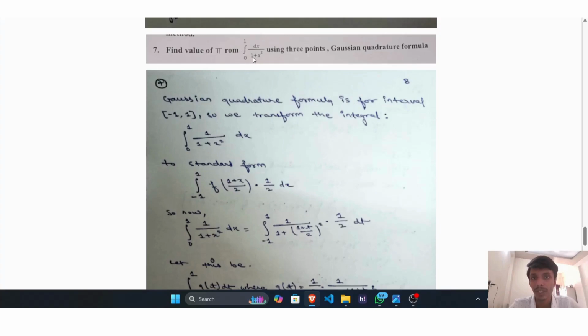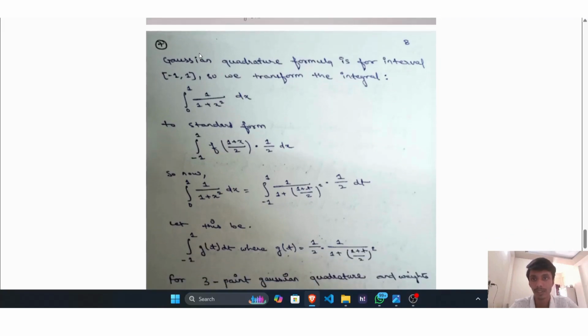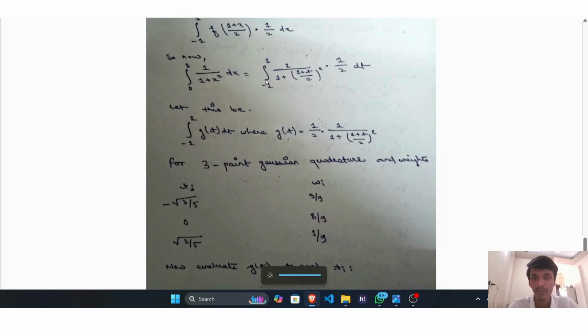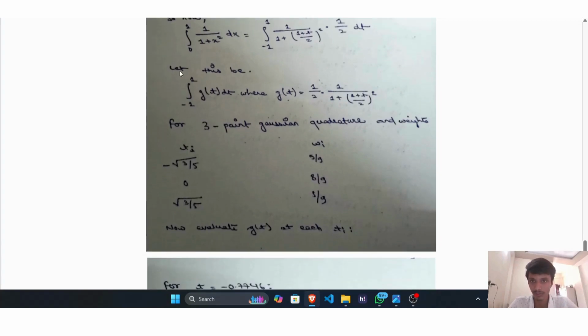Find the value of pi from the integral 0 to 1 of dx/(1 plus x square) using the 3-point Gaussian quadrature formula. The Gaussian quadrature formula is for the interval -1 to 1. So we transform the integral to standard form, the integral from -1 to 1 of f((1 plus t)/2) times 1/2 dt. So now we can write the function as the integral from -1 to 1 of 1/(1 plus ((1 plus t)/2) square) times 1/2 dt, which can be written as the integral from -1 to 1 of g(t) dt, where g(t) is this function.